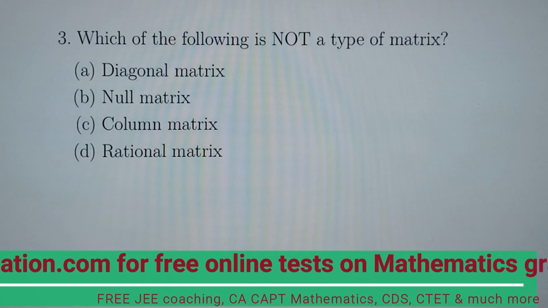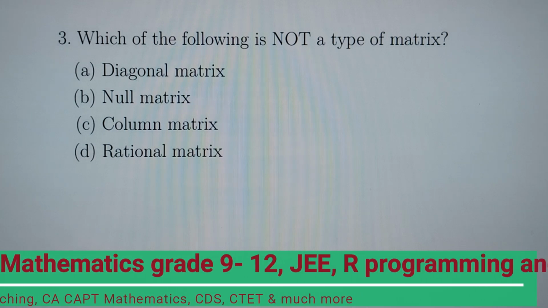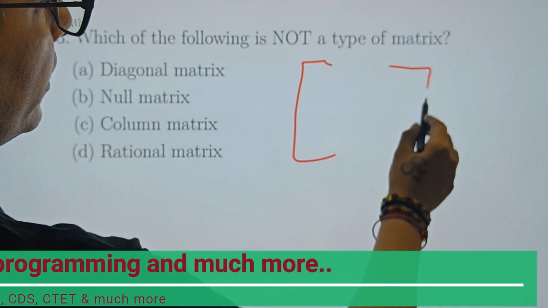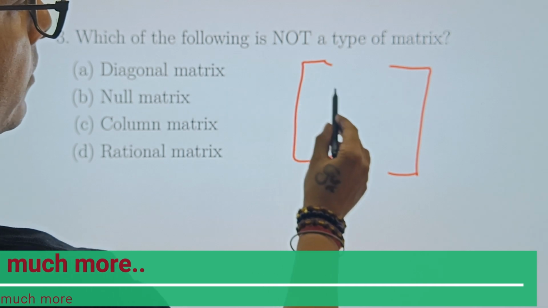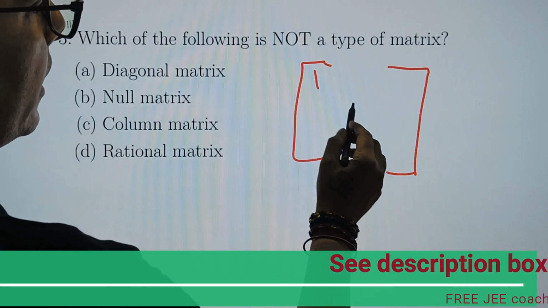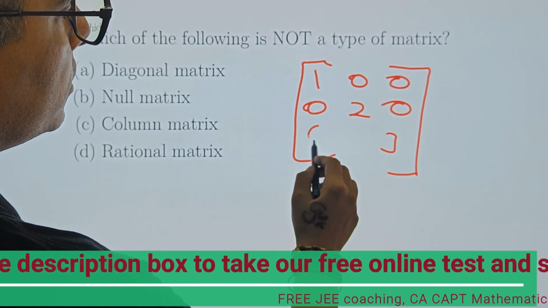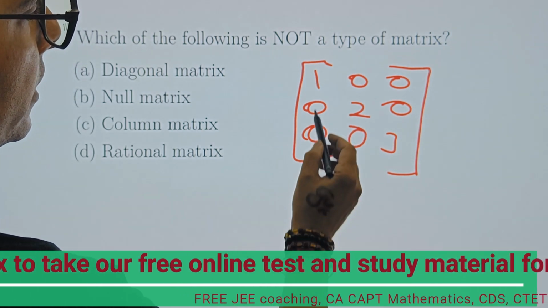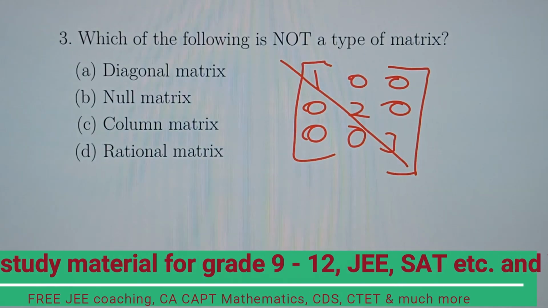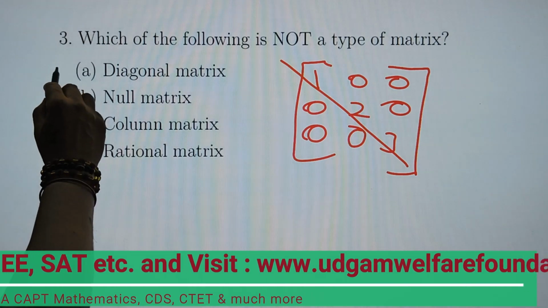Students, this is our question number 3, which asks which of the following is not a matrix. So let's first understand what a diagonal matrix is. A diagonal matrix is a type of matrix where the principal diagonal elements contain some values apart from 0. That means if we write 1 2 3 on the diagonal and other elements are 0, this is called a diagonal matrix. Here we can see that the principal diagonal contains values apart from 0. So it is a type of matrix.